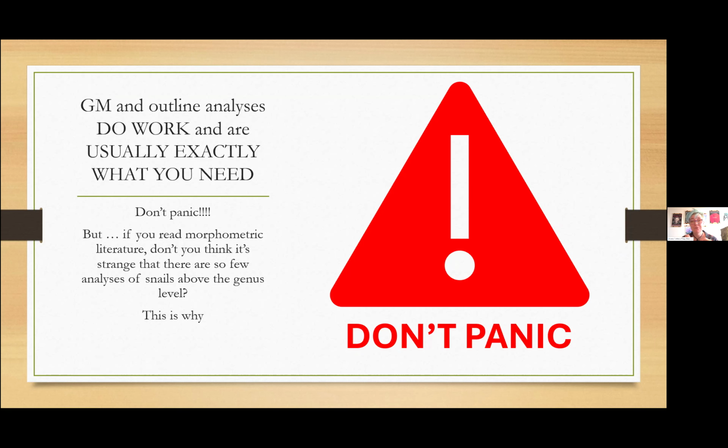But if you read morphometric literature and you're interested in mollusks, sorry, it's been a long day, you might find it strange that you stop seeing any kind of wider analysis of snails, particularly, or mollusks at all, above the genus level. And certainly you don't see analyses that cross classes in Mollusca, which is weird. They're a really good group of animals for thinking about how we look at tempo and mode of evolution through the fossil record.